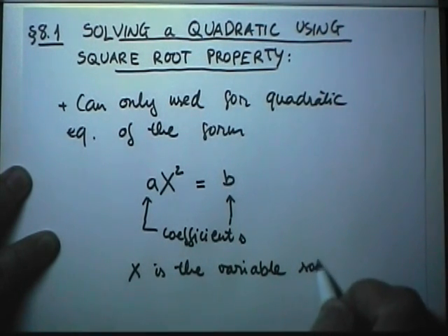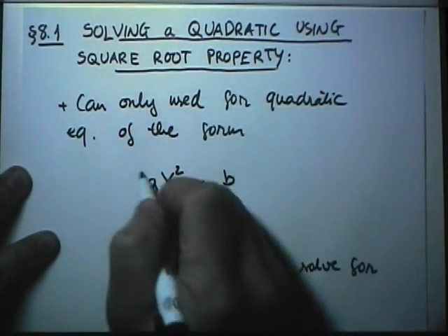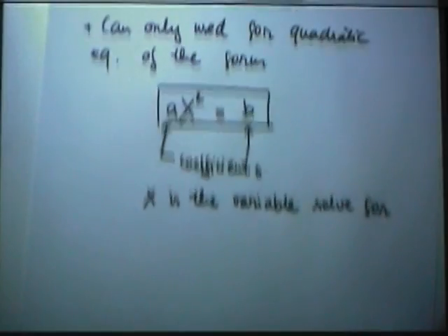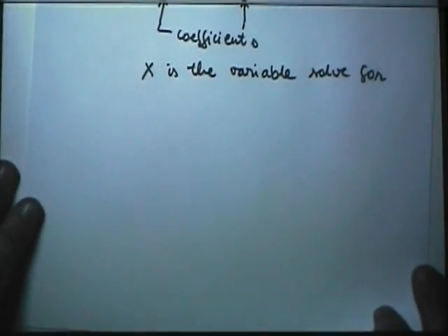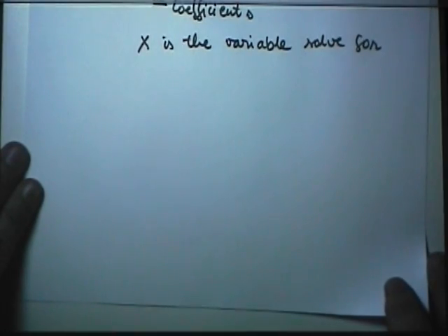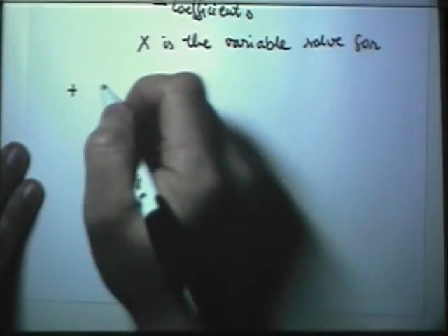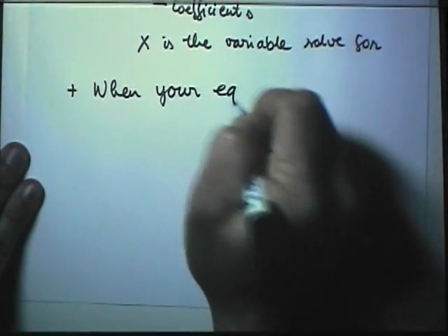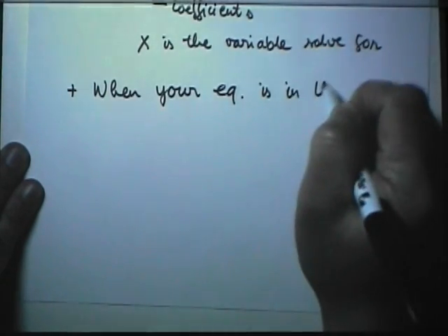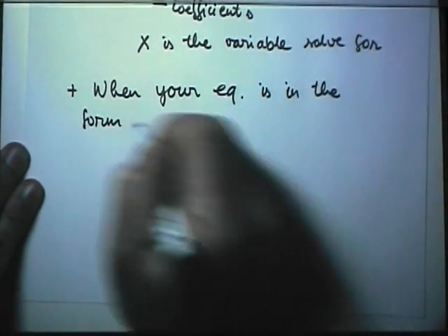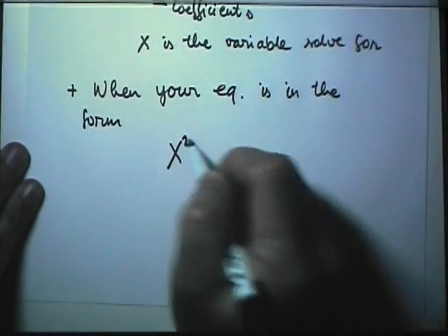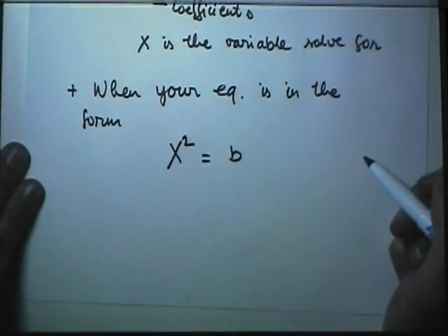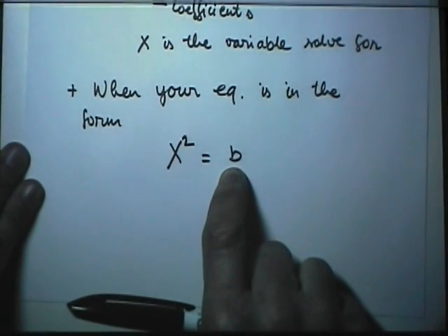Okay. So now, the real fundamental of this technique is that when your equation is in the form of just simply an x squared, or some expression squared, some perfect square on the left side, equals a number on the right side, a positive number. I mean, any number on the right side, right?